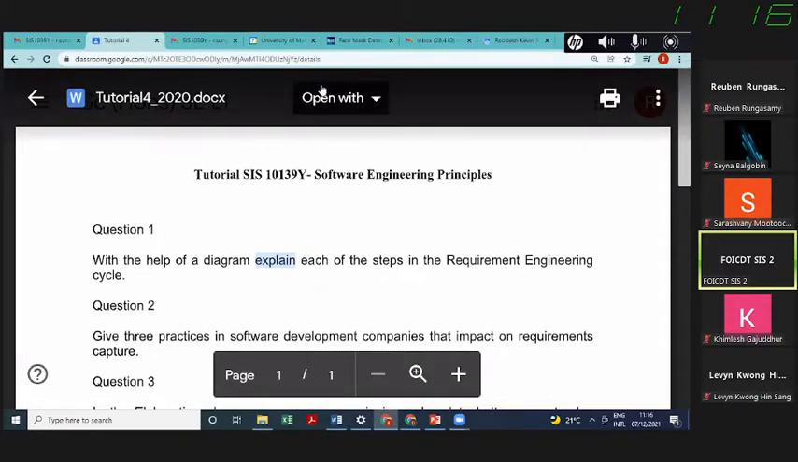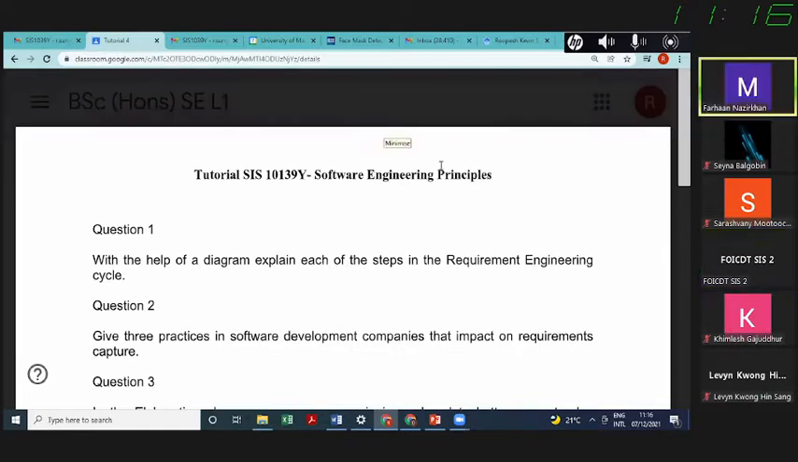So can we have someone to answer this question? Any volunteer? Any volunteer to answer this question? Yes, please go ahead.